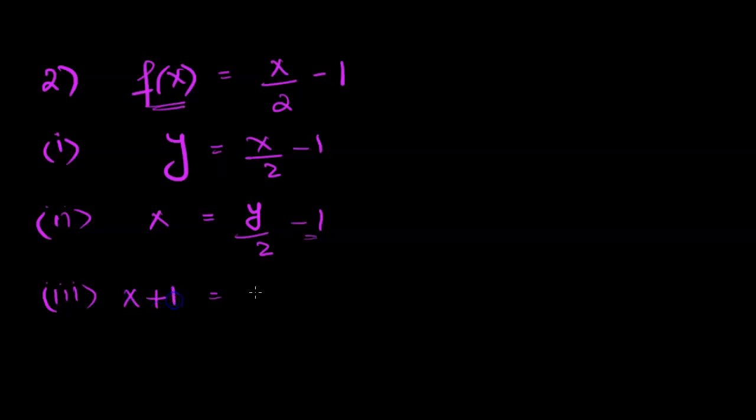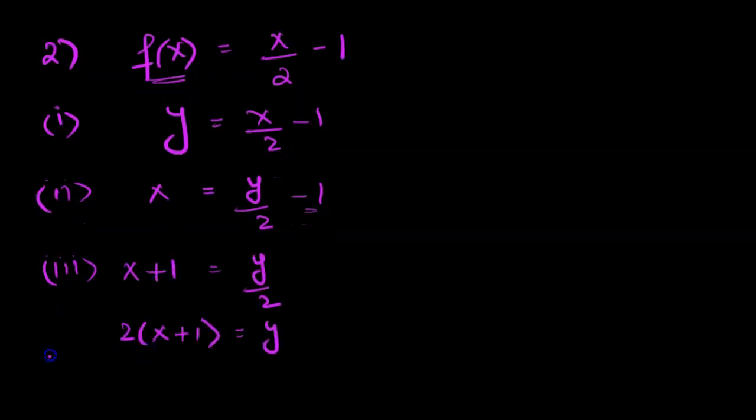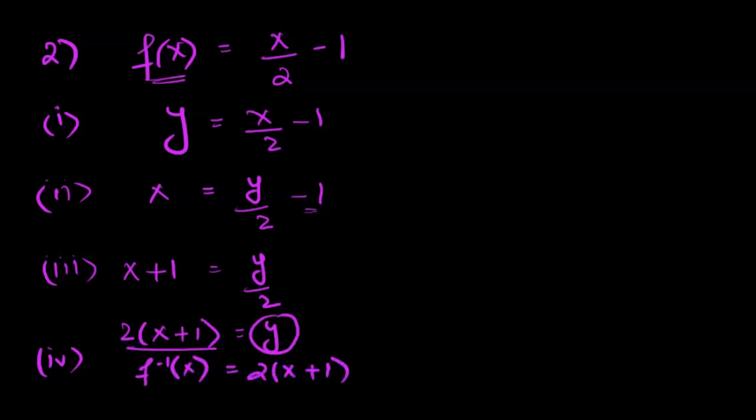So we get x + 1 and then 2 gets multiplied here. And then the fourth step is to rewrite the equation as an inverse function. So y will be replaced with f inverse of x, and the equation will be 2 times (x + 1). And this is how we get the inverse functions.